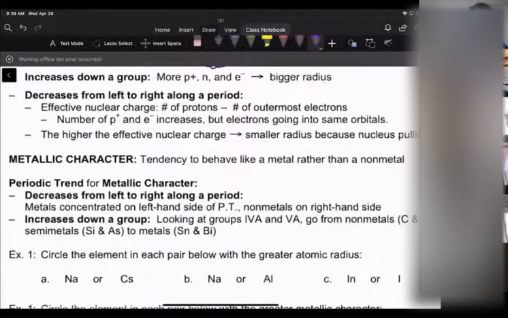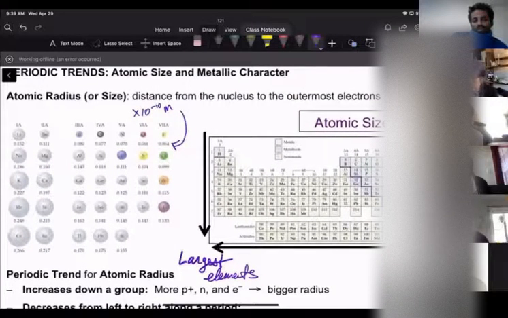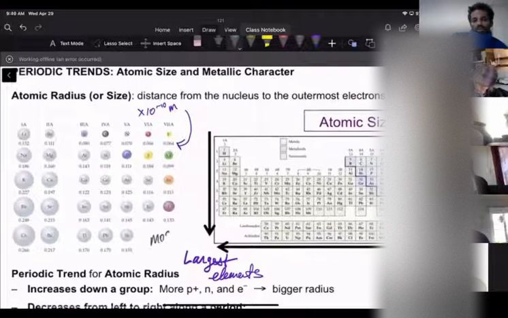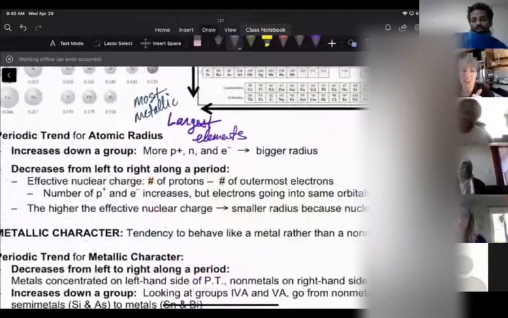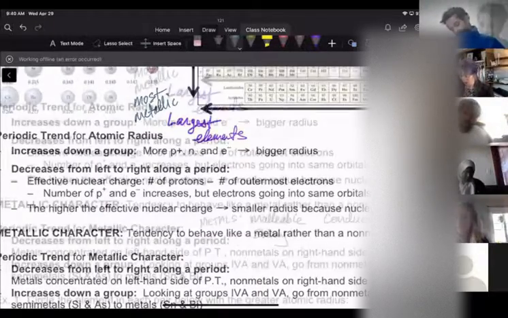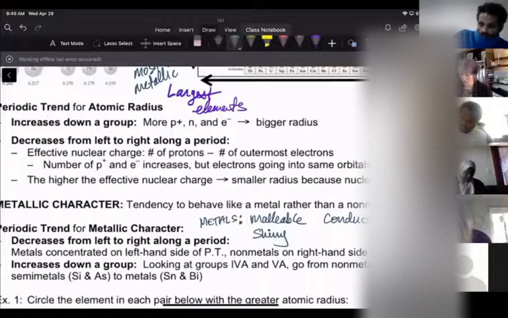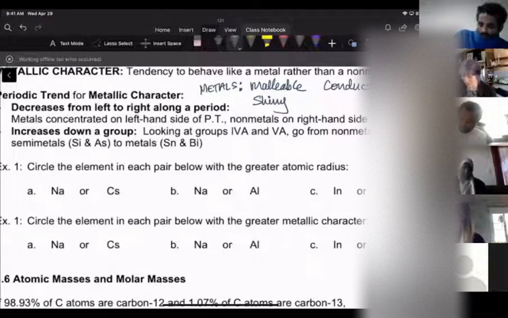The other trend that goes in this same direction, remember our metals and nonmetals? So largest element, these are also the most metallic. And these are the nonmetals, right? So these are the least metallic. What does it mean to be more metallic? That's right. Shiny, conductive, malleable, all of those things. Those are the properties we're talking about. So we're going to compare those. We have our greater metallic character and we have our greater atomic mass.